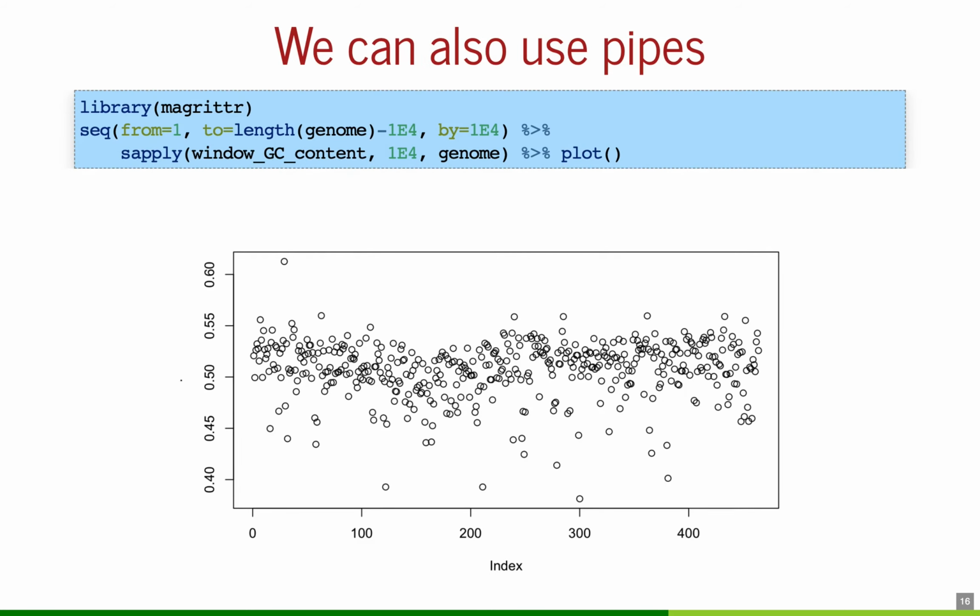Some of you may remember from the previous course that we can use the pipe symbol to connect successive applications, and the result of the first is taken as the first input of the following, and the previous expression can be written here in one long line. We create the sequence, then we apply the function to every element of the sequence, and then we plot the resulting vector.